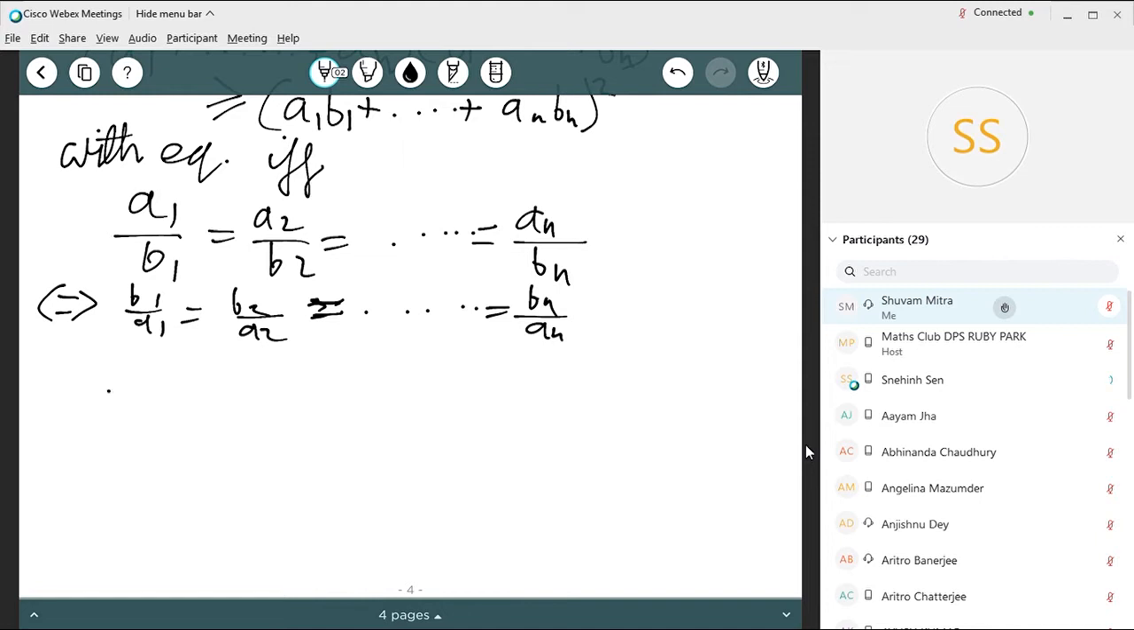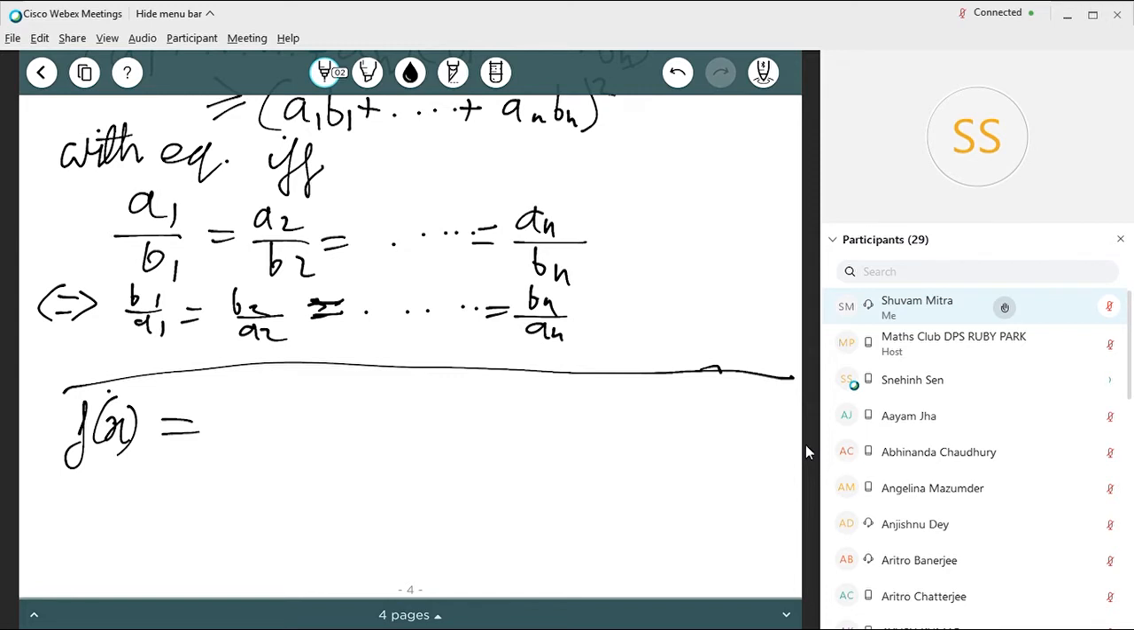So okay, then I'll write this proof using discriminants. This is a beautiful proof. We consider the quadratic equation f(x), which is defined as (a1 x minus b1) whole square plus dot dot dot plus (an x minus bn) whole square.